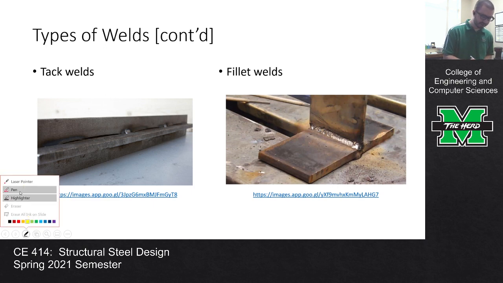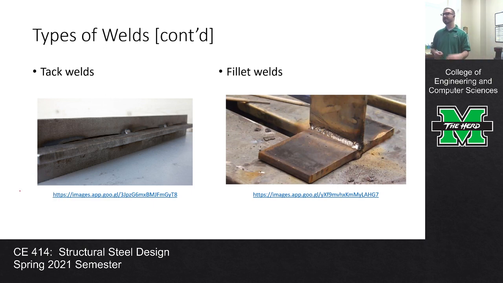So here are some images of what some of these welds look like. This is kind of what a tack weld would look like. Again, you're just hitting it with that short weld just to make sure you got the piece lined up where you want it. But that over there on the right, that's a fillet weld. That is, by and large, the most common type of weld that we use in structural engineering applications, and what we're going to be focusing on for the purposes of design.